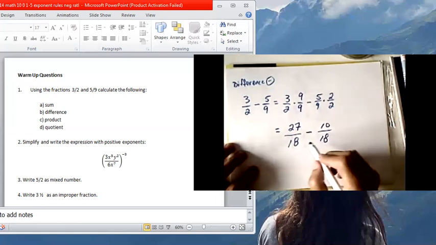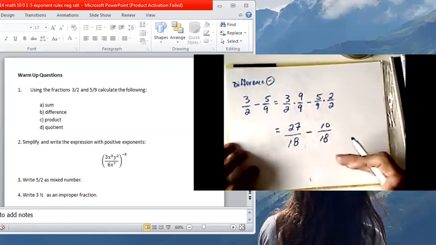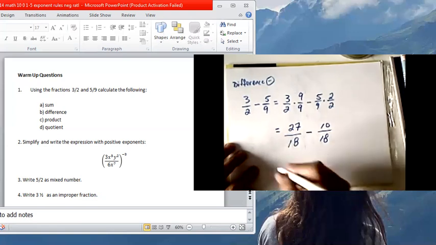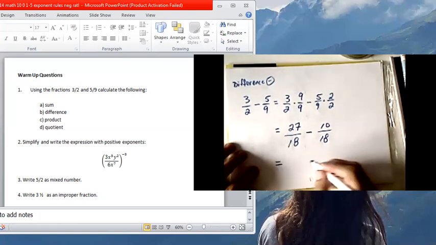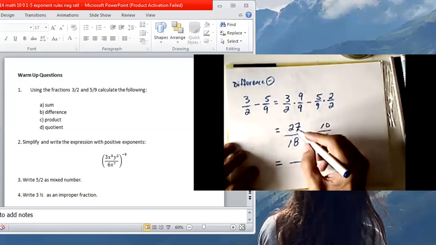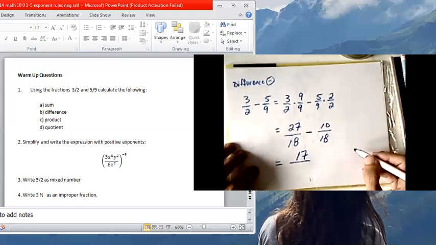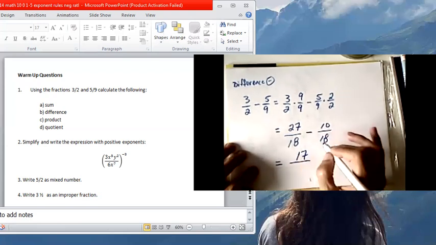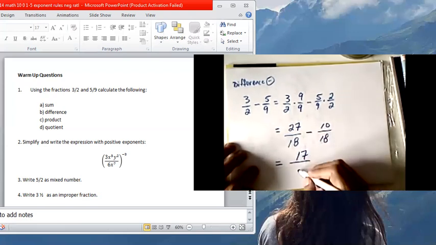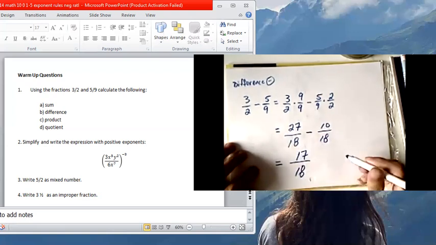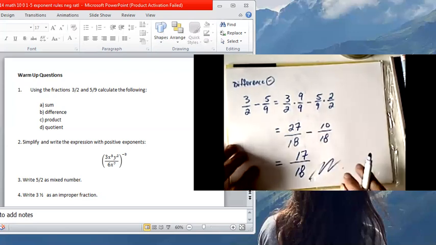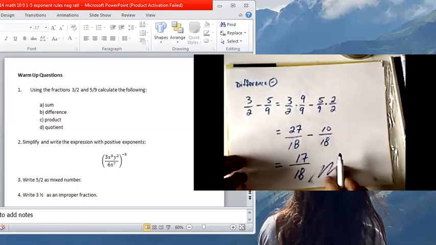So now, because the bottoms are the same, now we can work these two fractions together. And so 27 minus 10, that's a 17. And remember the denominator stays as it is. 18 there, 18 there, 18 there. Finished. So let's go on to the next couple now.